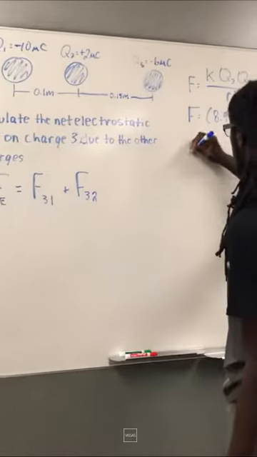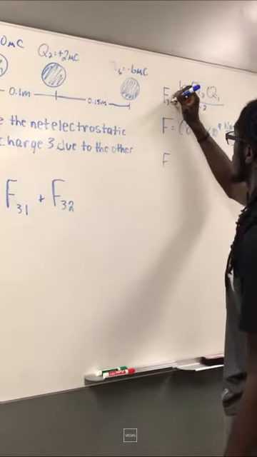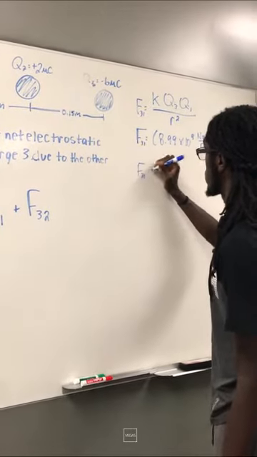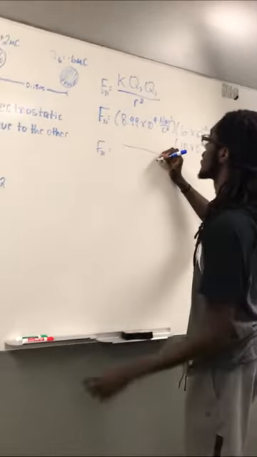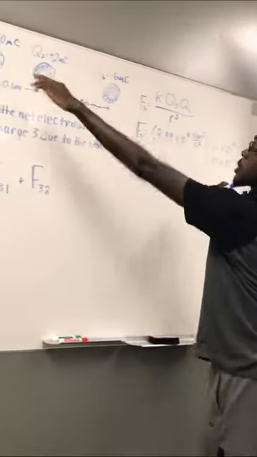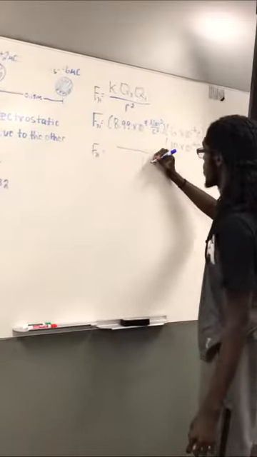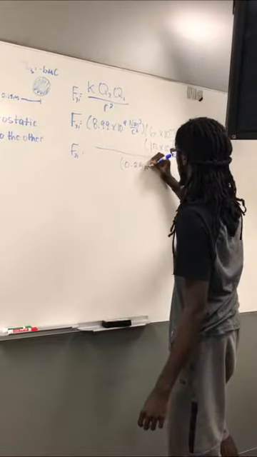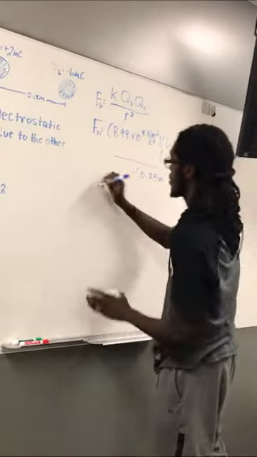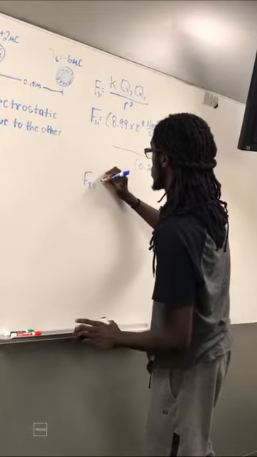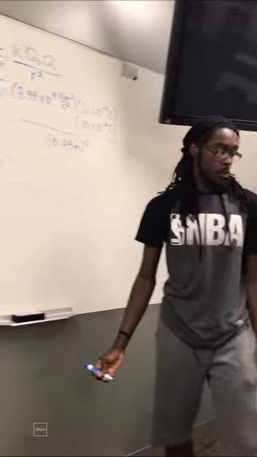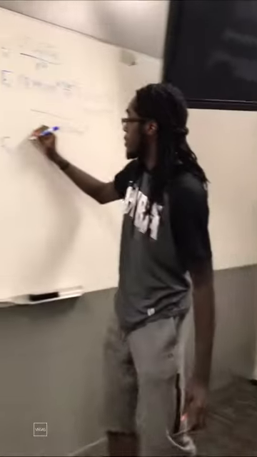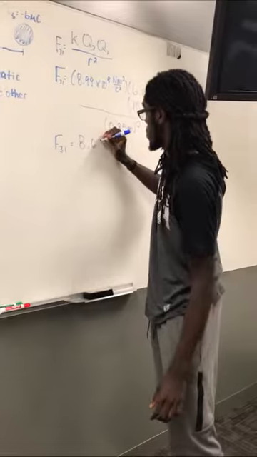Now, can somebody evaluate that for me? Did you do r squared? Of course, r squared. Now, what's the distance between charge 3 and charge 1? 0.25 meters. Okay. The force of charge 3 due to charge 1 is, does anybody have an answer? I'm going to use the book calculator. Okay, I got 8.63 newtons.